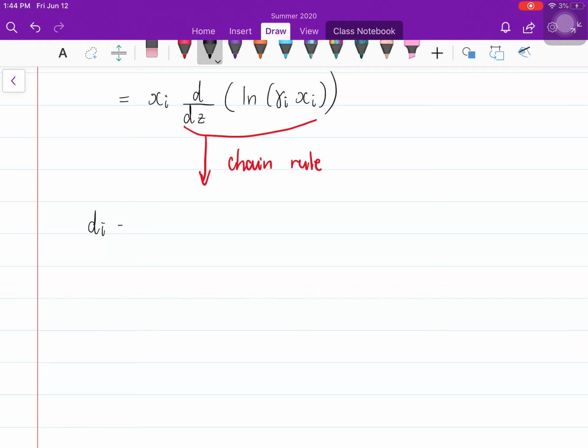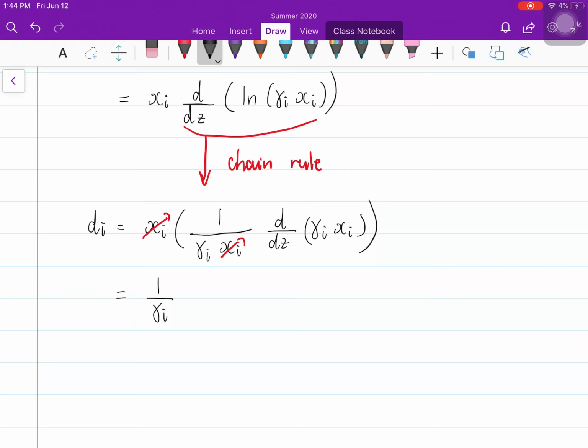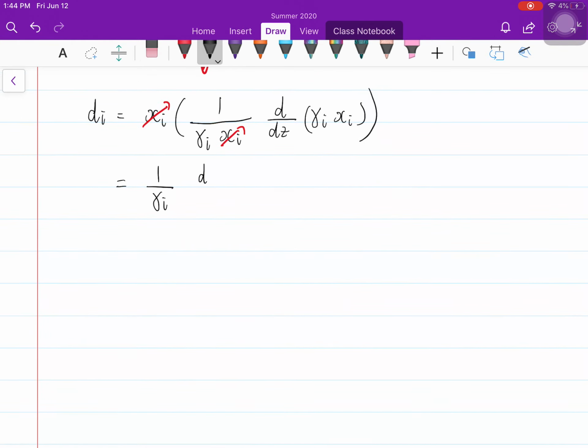So we have the driving force of i equal to the molar fraction of i times 1 over the activity coefficient of i times the molar fraction of i, times the derivative with respect to position of the activity coefficient of i times the molar fraction of i. x_i and x_i cancel out, so it equals 1 over the activity coefficient of i times the derivative with respect to position of the activity coefficient of i times the molar fraction of i.